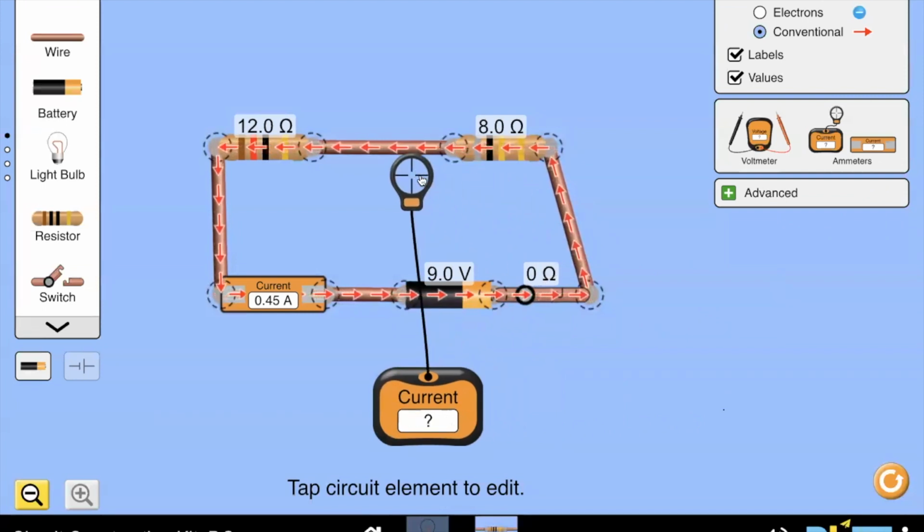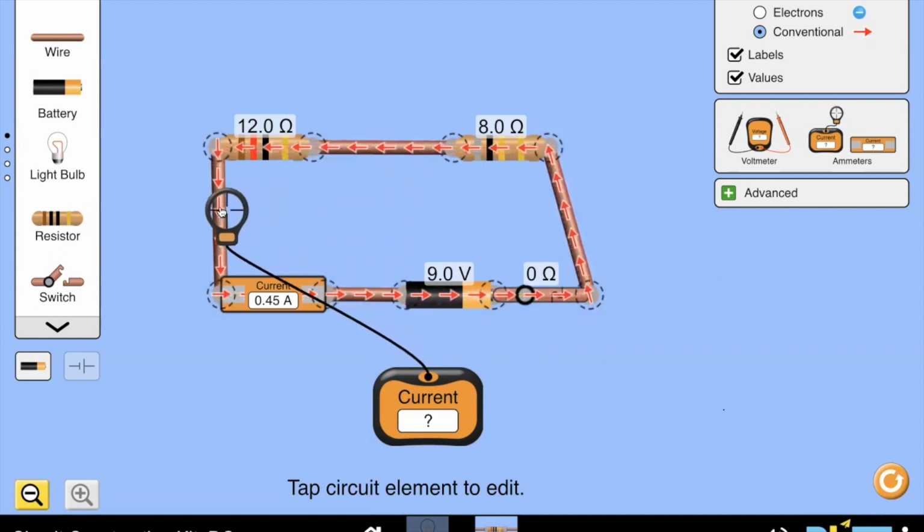Let's place it somewhere else. Let me place it here. It is again 0.45. Let me place it here, 0.45. And let me place it here, 0.45. So irrespective of the placement of the ammeter, the reading of the ammeter will be the same. And this basically indicates that current does not divide in a series arrangement and it remains same.